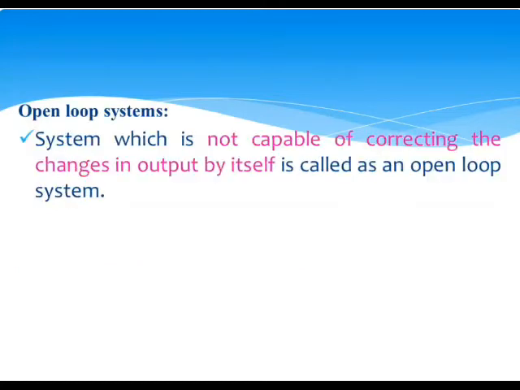There are many types of control system. The first one is open loop system. Open loop system is the one in which the system is not capable of correcting the changes by itself. Then it is called as open loop system. Let me have a look over the block diagram of open loop system.